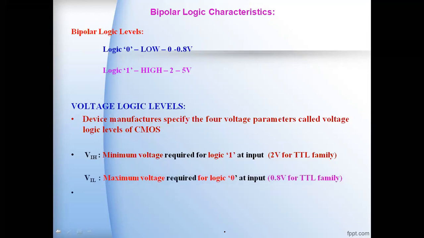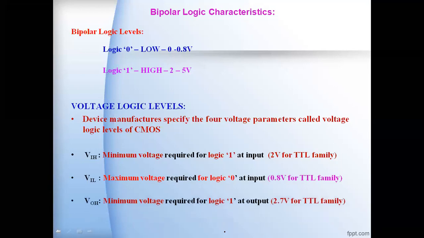And the next one, VIL maximum. This is the maximum voltage guaranteed to be recognized as a logic 0 at the input. For the TTL logic family, 0.8 volts is the maximum voltage to be recognized as a logic 0. Any voltage greater than 0.8 volts will not be accepted as a logic 0 at the input of the TTL.